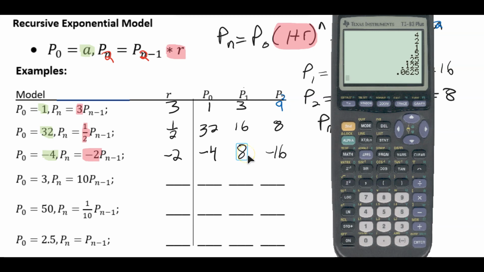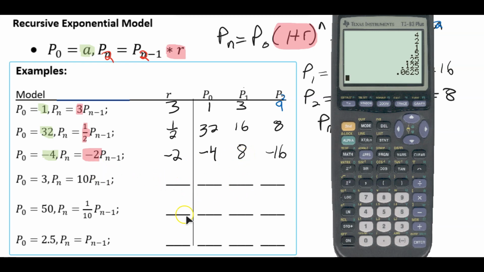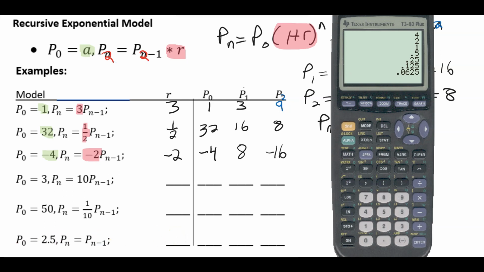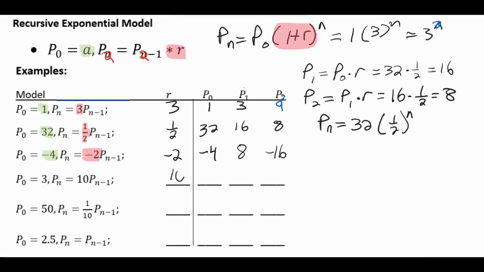Okay, so go ahead and pause the video and finish the rest of the examples and see what you get. Okay, r is 10, then we'd have 3 and 30 and 300. R is 1/10, starting at 50, then 5, then 0.5, which you could reduce to 1/2 if you'd rather.